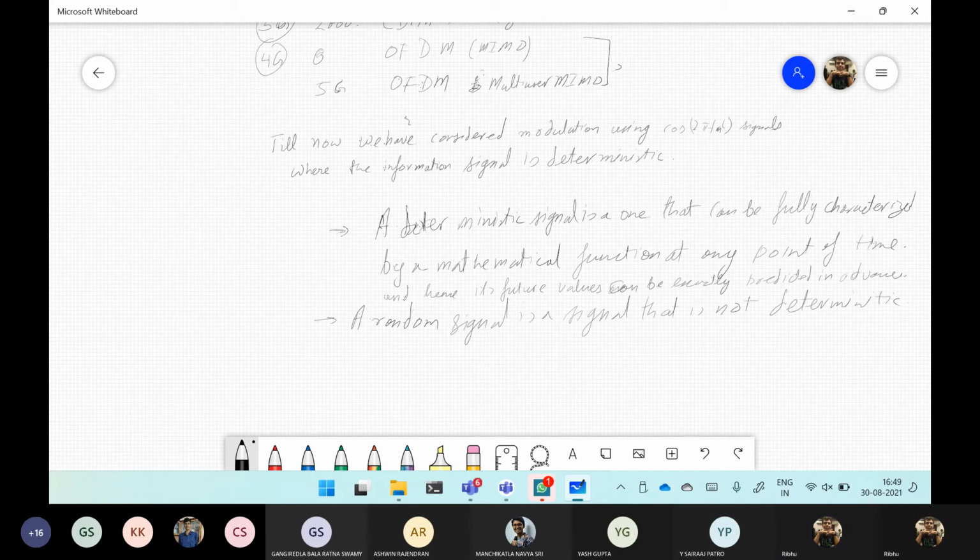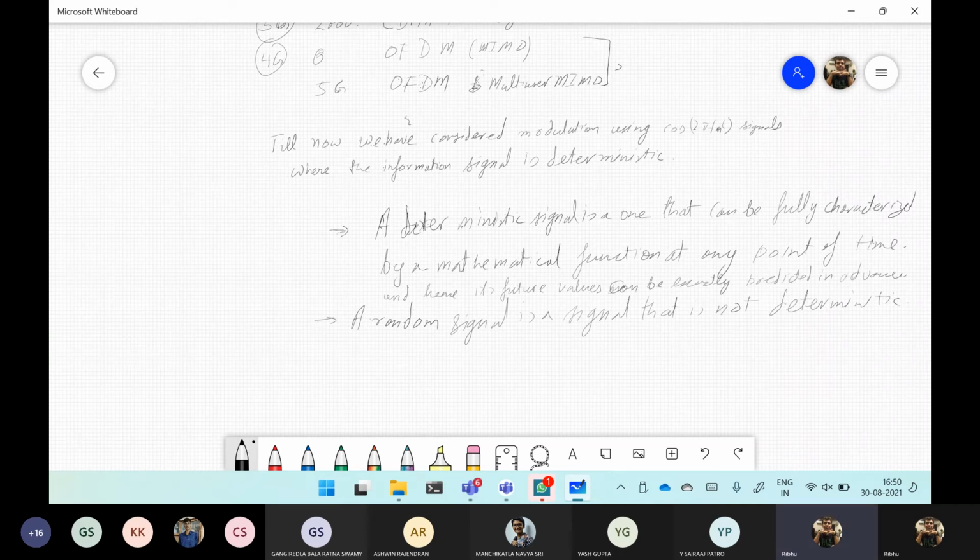Ashwin makes the definition slightly more clear. Cos 2 pi fct: deterministic. E to the power minus t: deterministic. Gate function: deterministic. We mostly deal with, till now we have exclusively dealt with these functions, right?